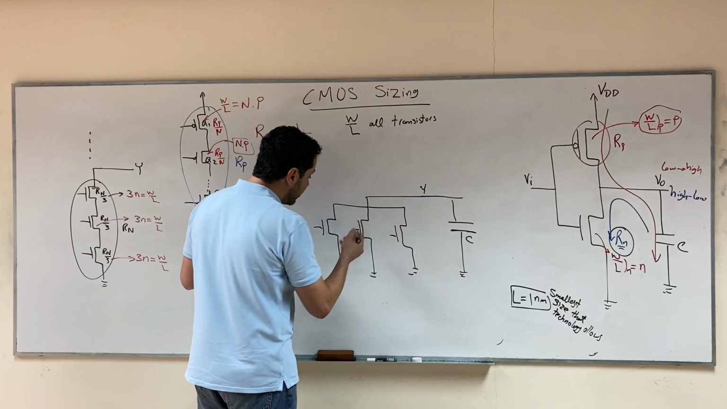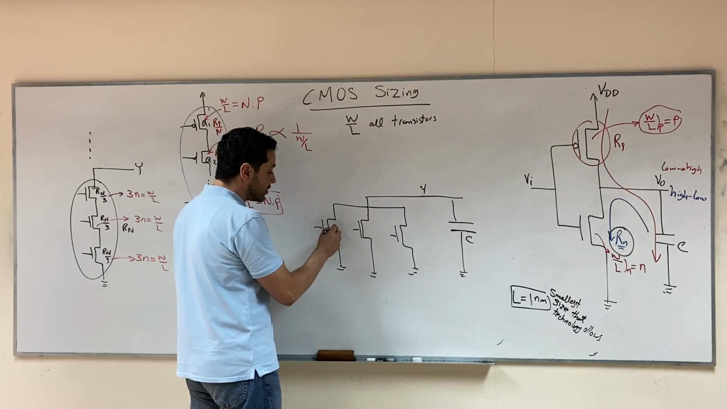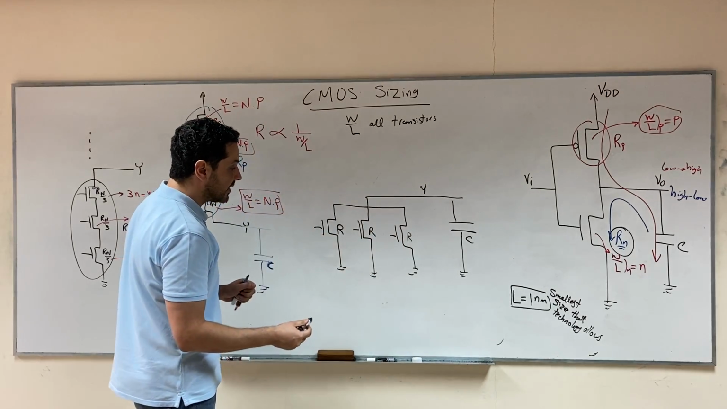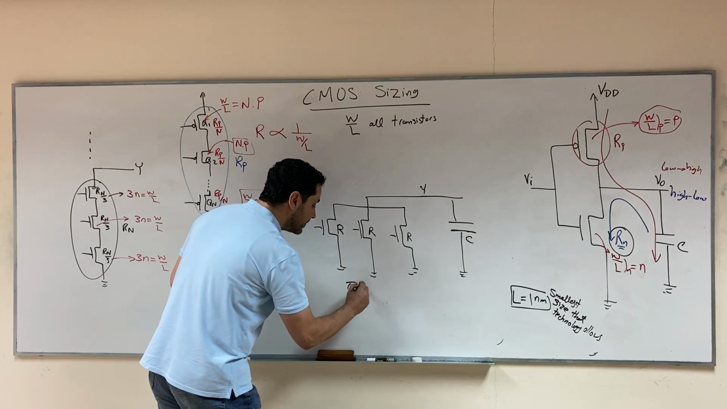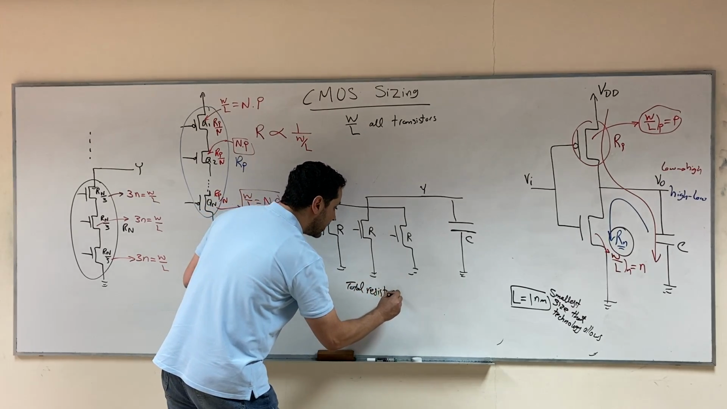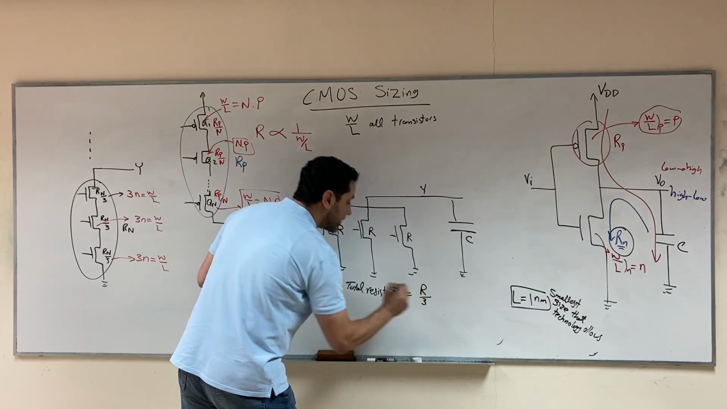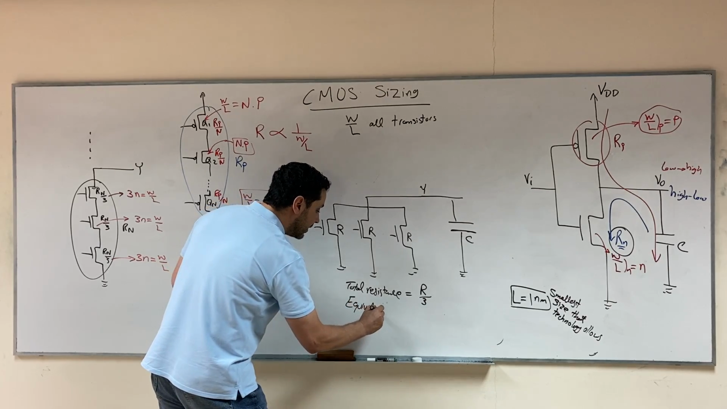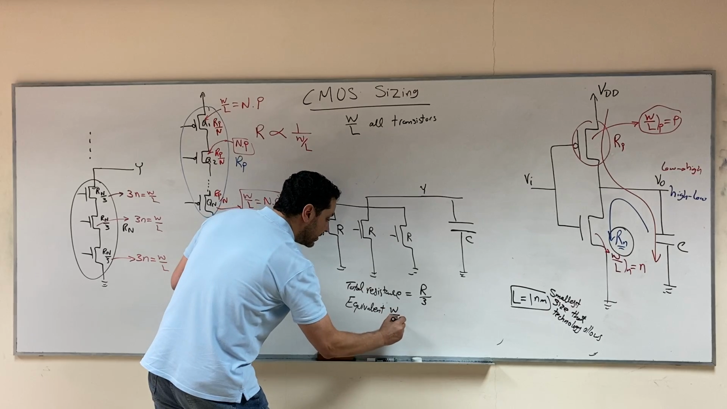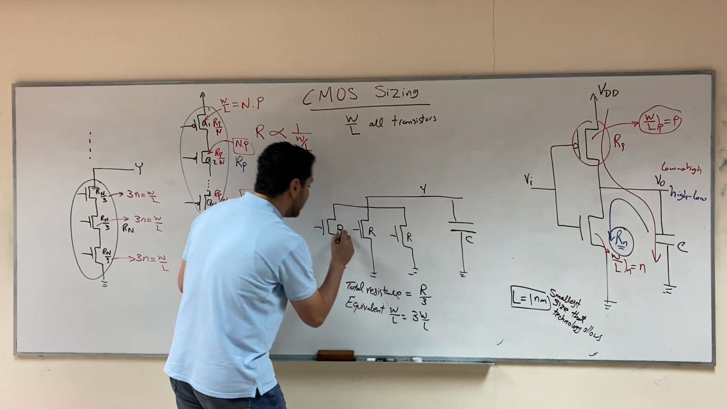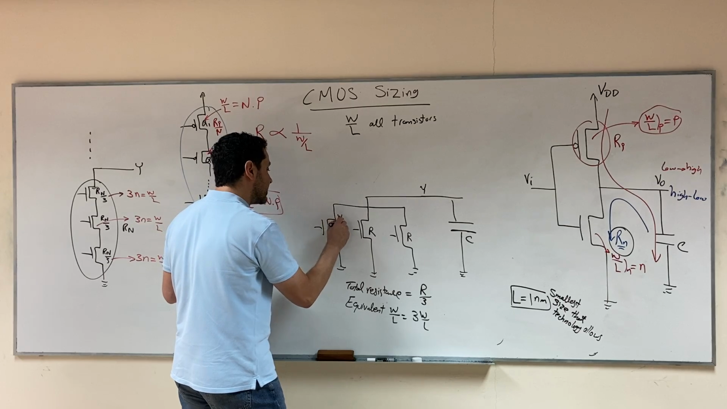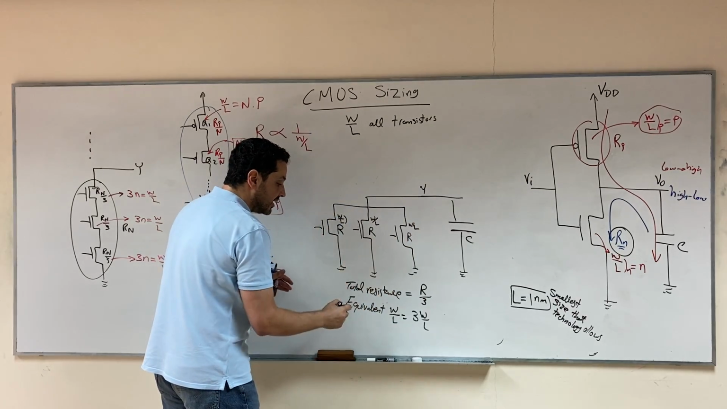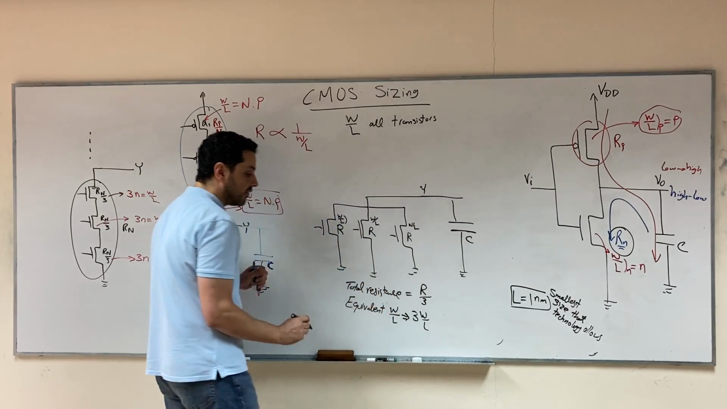So here, if you assume that the resistance of this transistor is R, and this is R, and this is R, then when all of them work together, the total resistance will be R over 3, which means that the equivalent W over L will be 3 W over L of each of them. So let's assume the design has W over L, W over L, W over L. So the equivalent W over L will be 3 W over L.